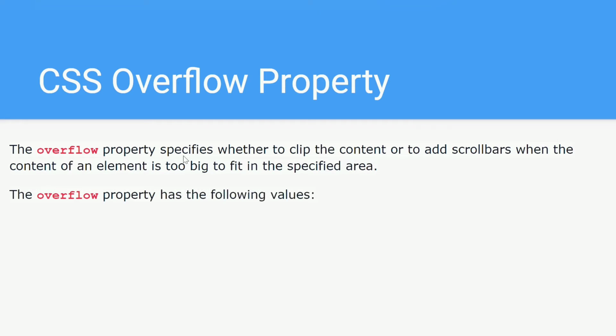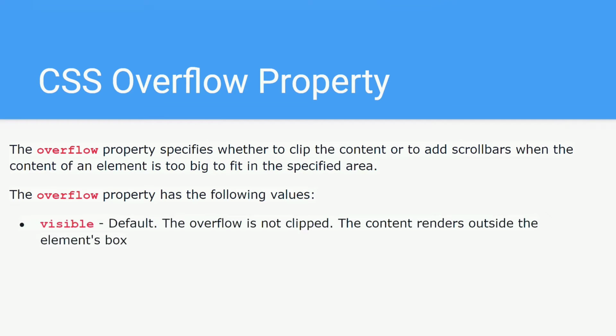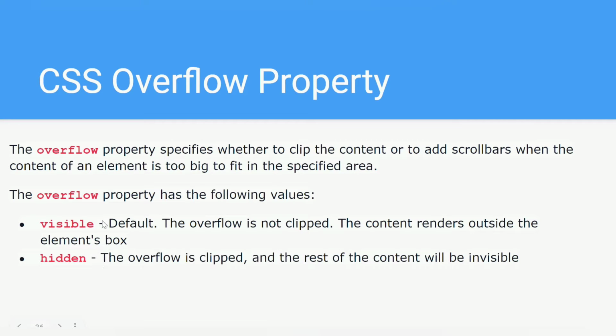Before that, we have different values for this overflow property. The first one is visible. By default, when you don't provide a value for overflow, it is visible. The overflow is not clipped. The content renders outside the element's box. Another one is hidden. As you can see, in visible the content renders outside the element's box, while in hidden the overflow is clipped and the rest of the content will be invisible. Let's first see these two values, then we will see the other two. First let's understand visible and hidden.